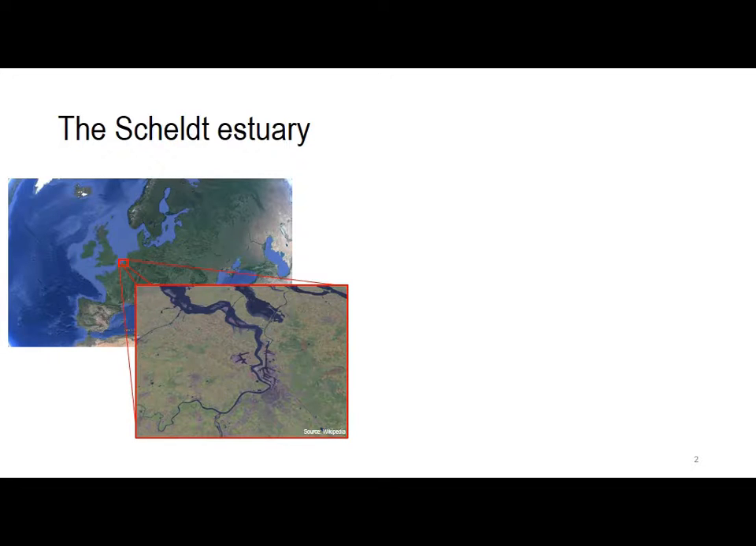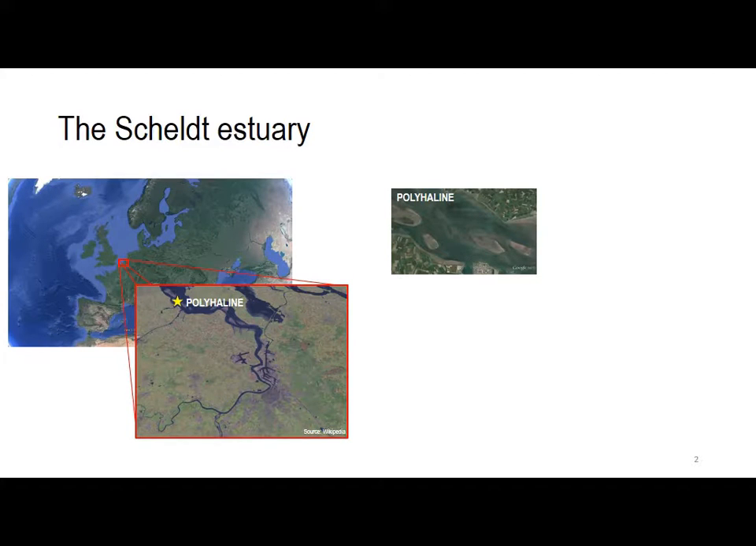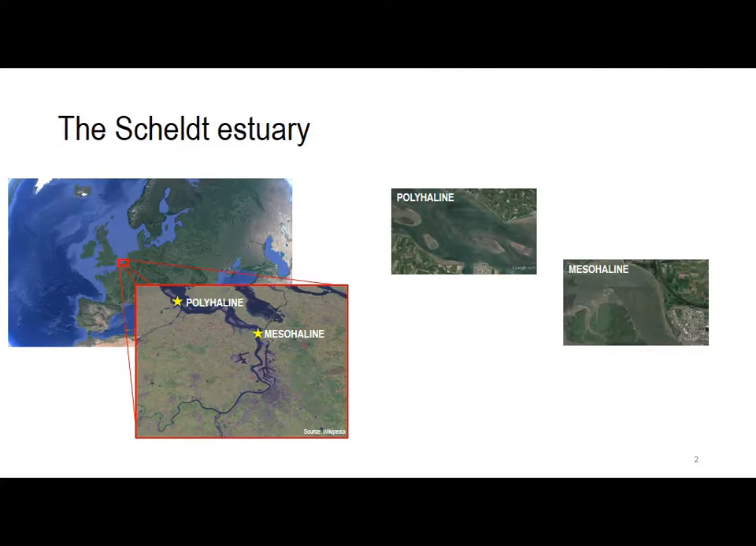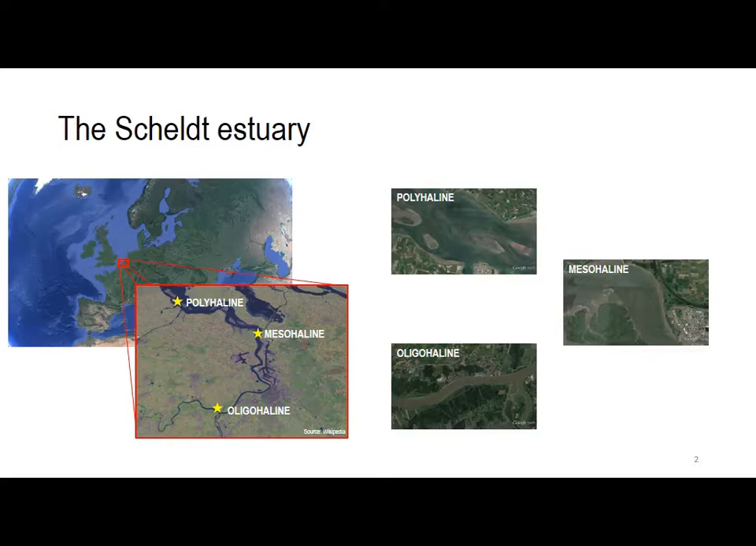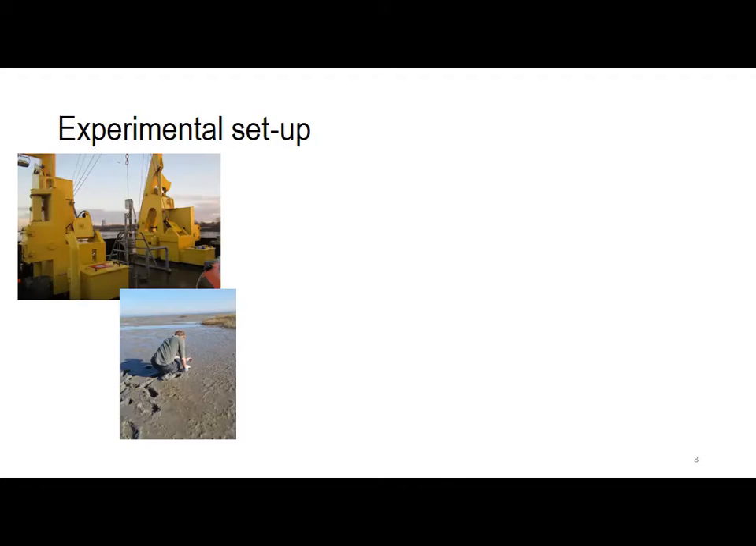I studied the spatial variability, which means salinity gradients, both the polyhaline part, the mesohaline part, and the oligohaline part. And within each salinity zone, we also selected a few different habitat types, a subtidal site and two intertidal sites, one high dynamic and one low dynamic. We did that every season.